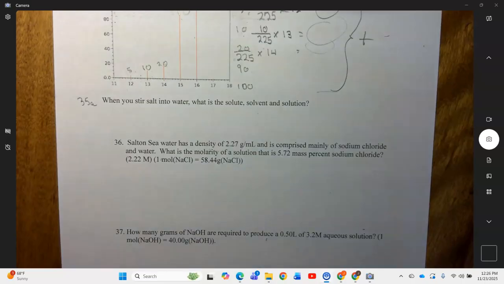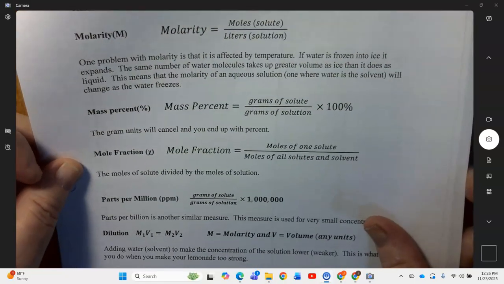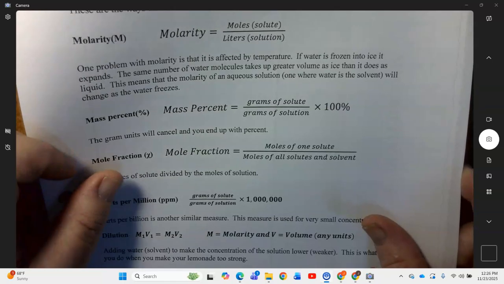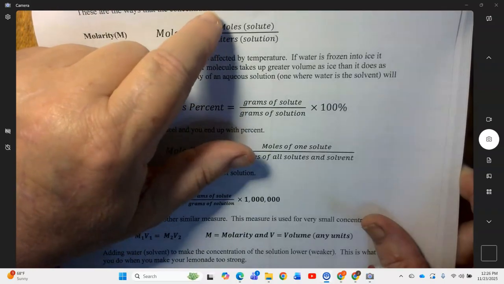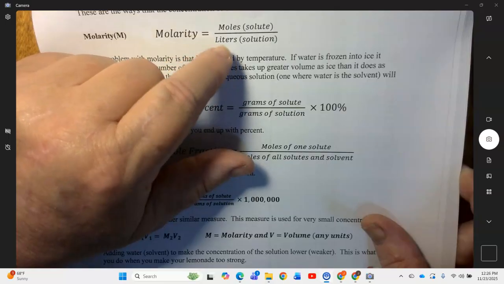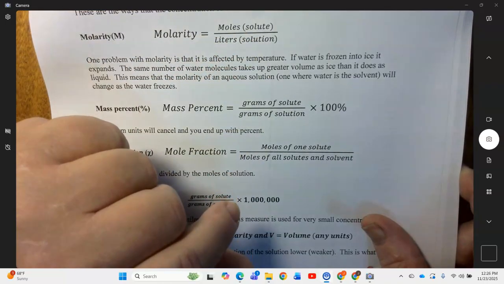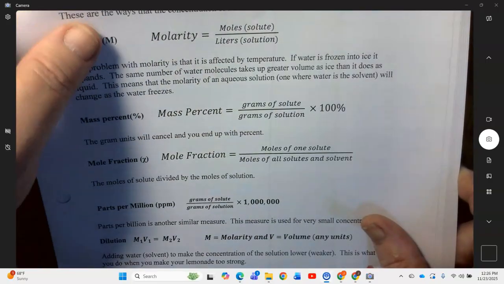Okay, so you're going to go to your packet and turn to page 9, and these are all the definitions you need for solution stoichiometry. And the one that we do probably 90% of the time, 80 to 90%, is molarity. It's moles of the solute, sodium chloride, over liters of the solution, the 2 of them together, not liters of water. Be careful on that. Although they tend to be very close, okay, in terms of the volume. Okay, so here we go.